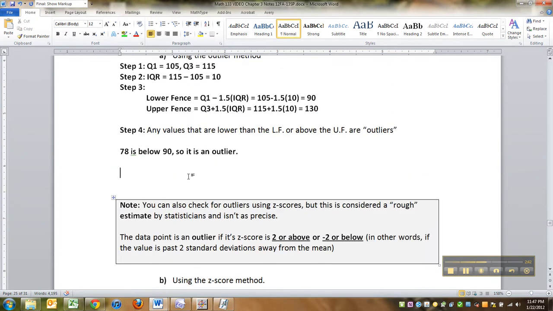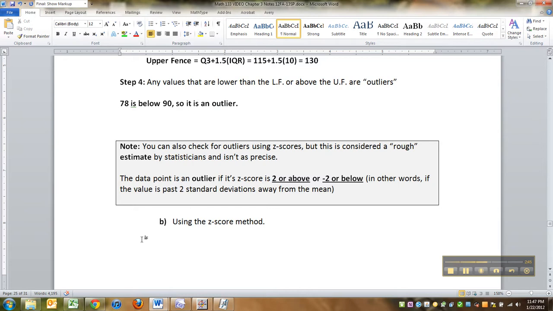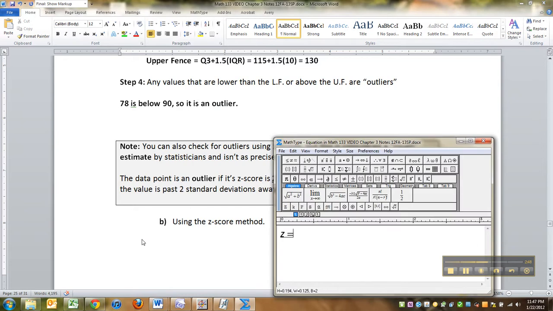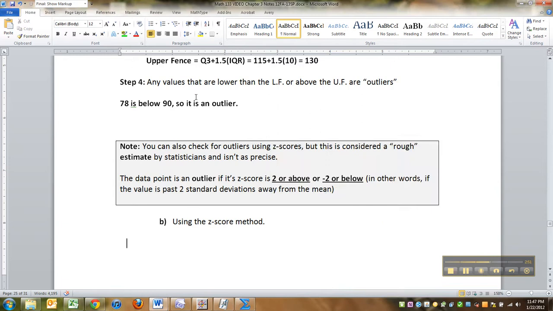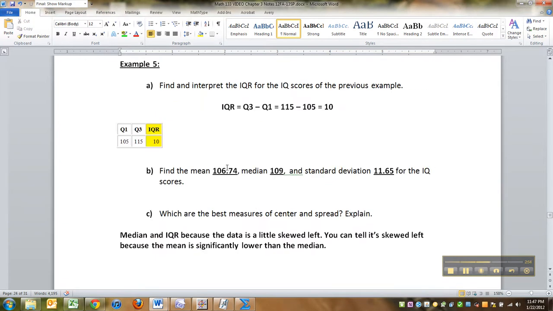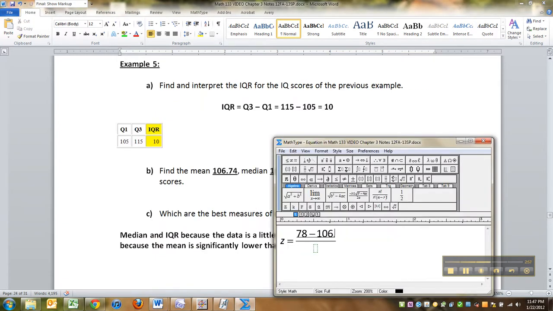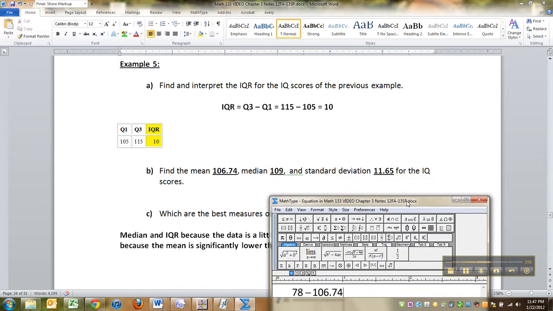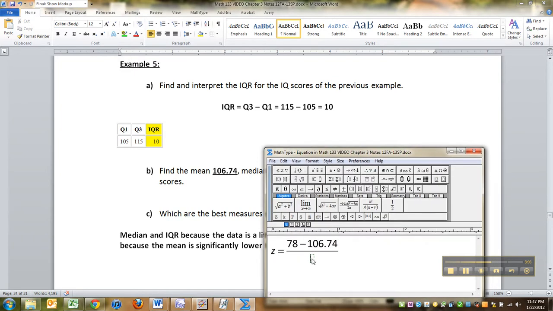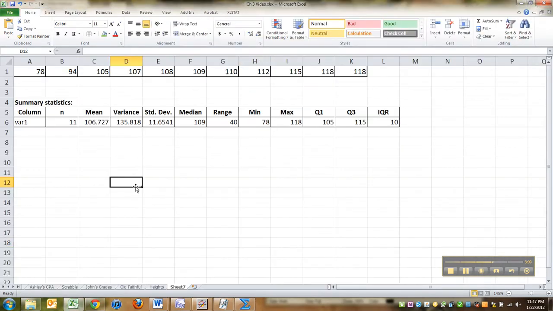So let's check out 78. We think 78 is an outlier. Let's check it out. So the z-score for 78 would be equal to 78 minus, now the mean we found, it was 106.74, divided by the standard deviation, which was 11.65. And remember, I can use Excel to help me out with that a bit. So equals STANDARDIZE. 78 was my score. My mean is right here, 106.7, comma, my standard deviation is 11.65. Or you can just type the numbers in too.